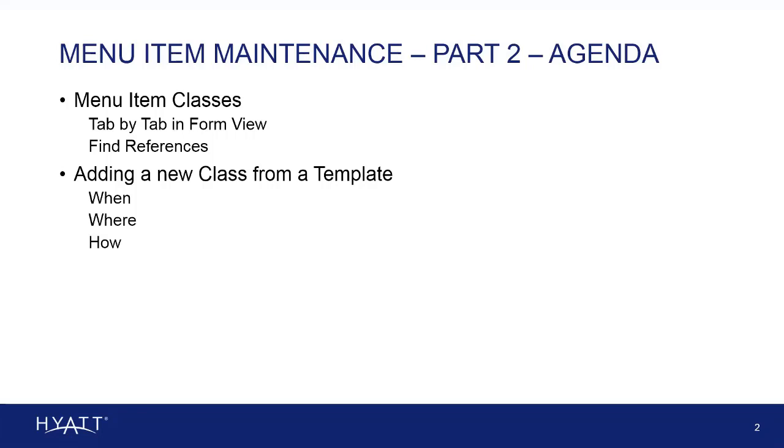We'll go through the tabs, tab by tab in form view of menu item classes. We'll look at finding references to see which items are attached to a particular menu item class. And then, as I mentioned, adding a new class from a template, when we do it, at which levels we do it, and how to actually do it step by step.